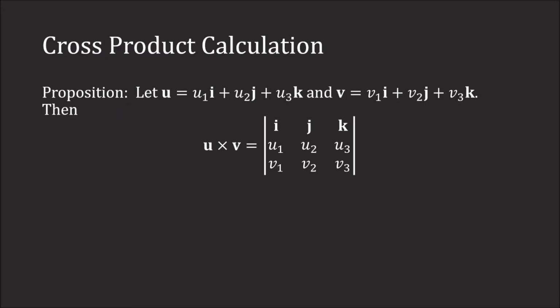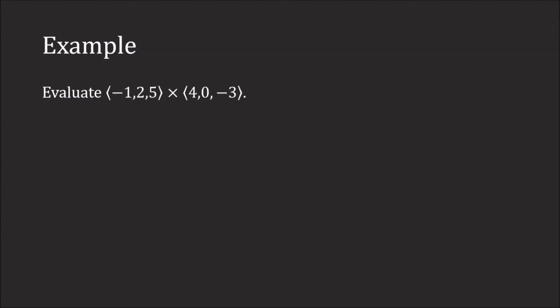So now the cross product calculation. Let U be U1 i plus U2 j plus U3 k. Let V be V1 i plus V2 j plus V3 k. Then U cross V is the determinant of the matrix with rows i, j, k; U1, U2, U3; V1, V2, V3. So we'll go ahead and evaluate this cross product.